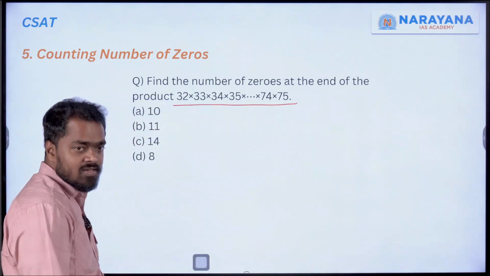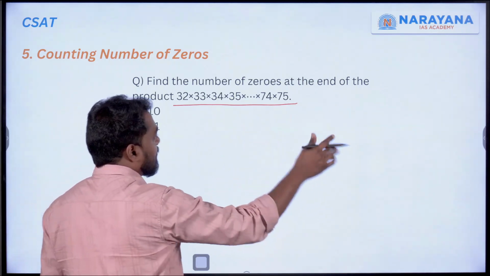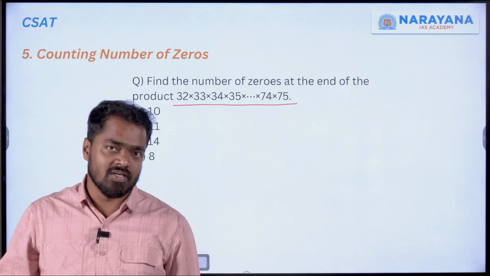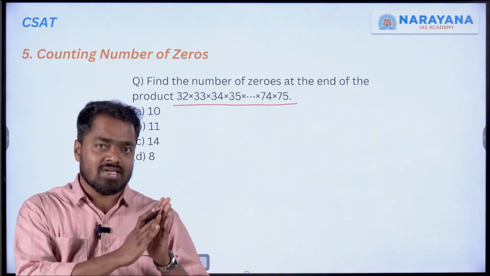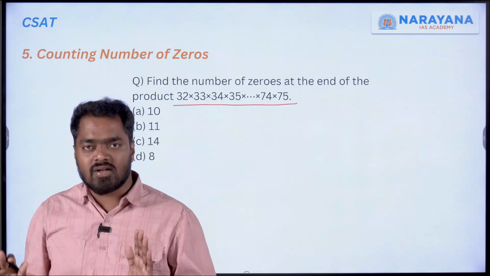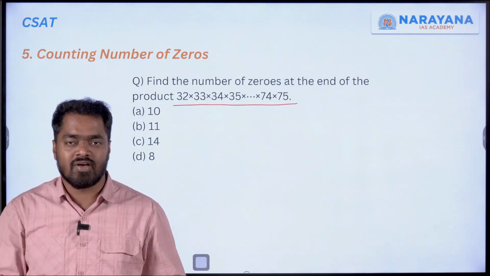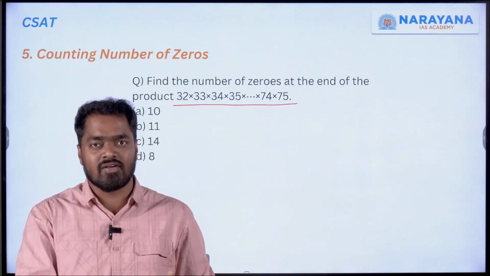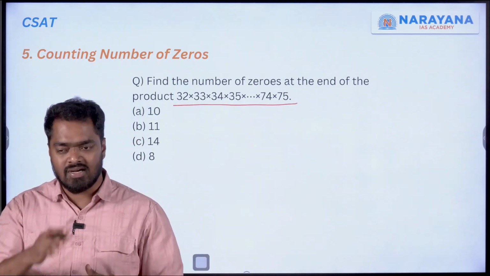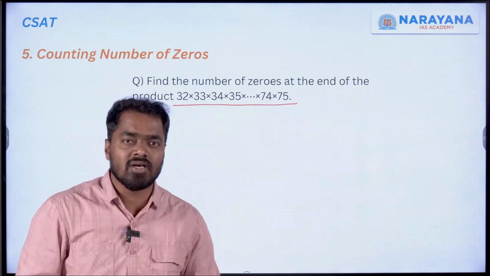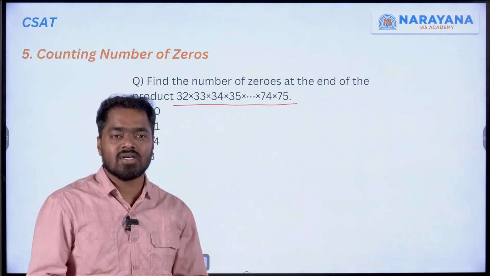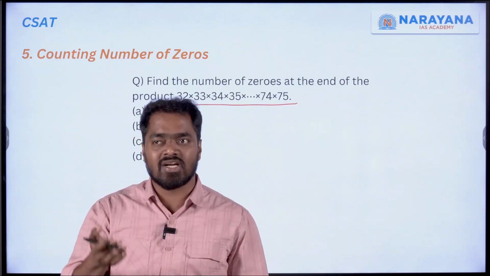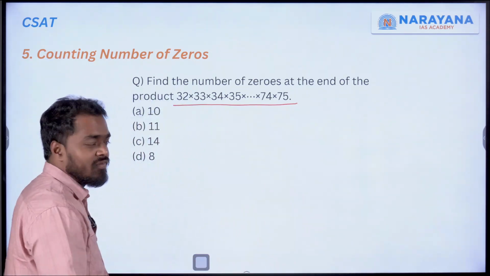The given product is 32, 33, 34, 35 up to 75. What we learned is that when there are continuous numbers starting from 1 up to a particular number, that is the factorial concept. When there is the factorial concept, you have to use the process: take the highest number, divide it by 5, take the quotient, continue that process, and add all the quotients. Now the problem here is the numbers start from 32 up to 75. If it were starting from 1 to 75, I could take 75 and do that process. Now what should we do here?